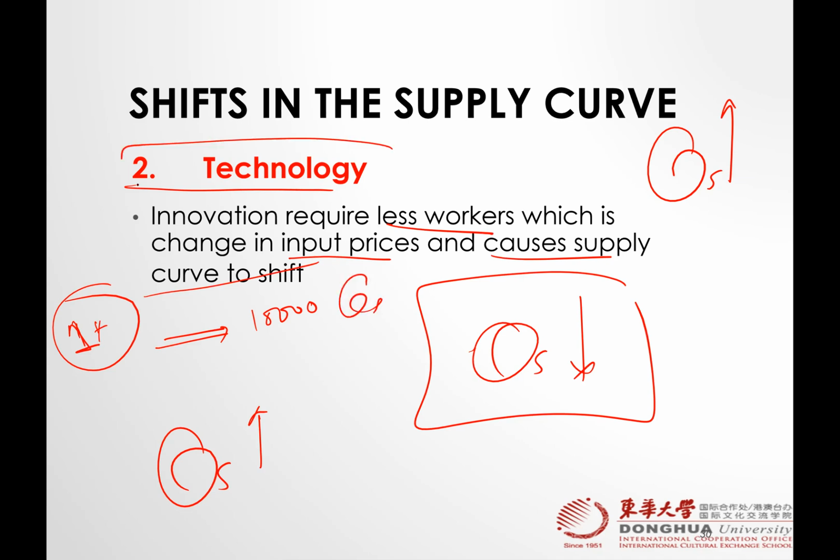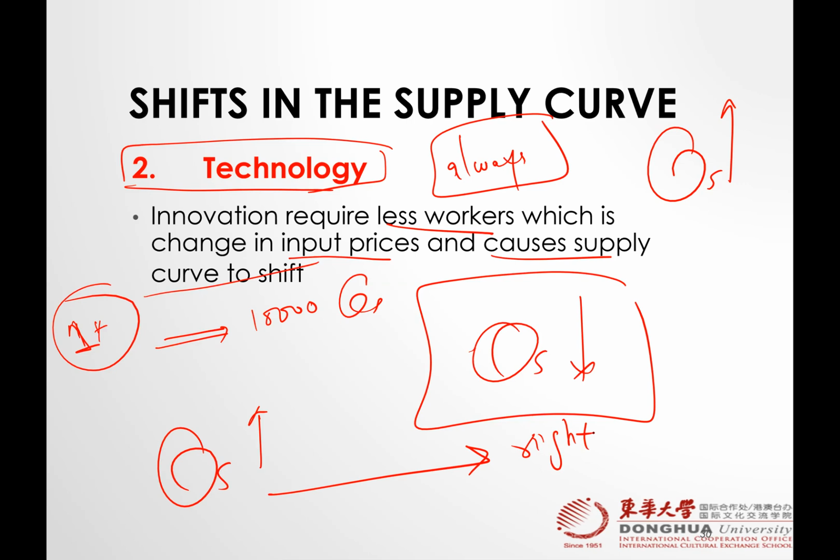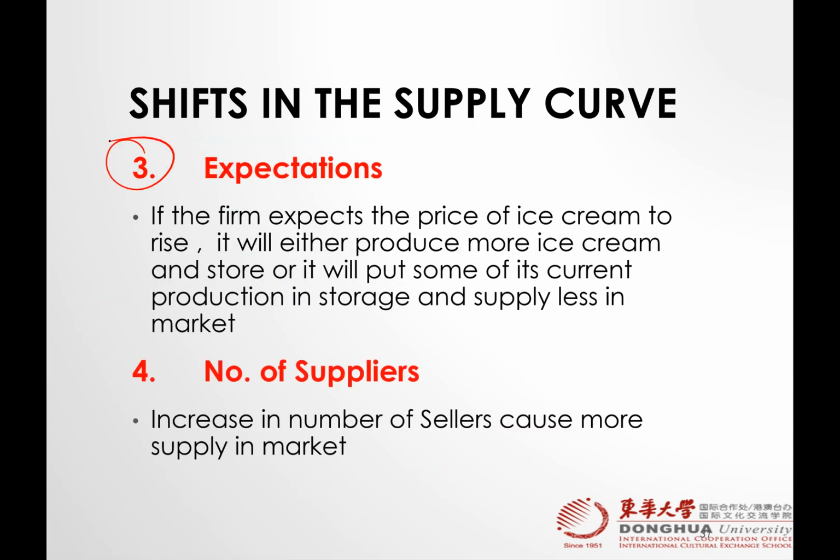Why? Because of technology. So you will experience a shift in the supply curve, and this is always the case, because technology always increases supply. Increase in supply means a shift to the right. Understand? Theoretically, we can say that a decrease in supply means a shift to the left. But I don't know of any technology that reduces production, because the motive behind innovation is always to improve productivity, improve production. The third one is expectations.